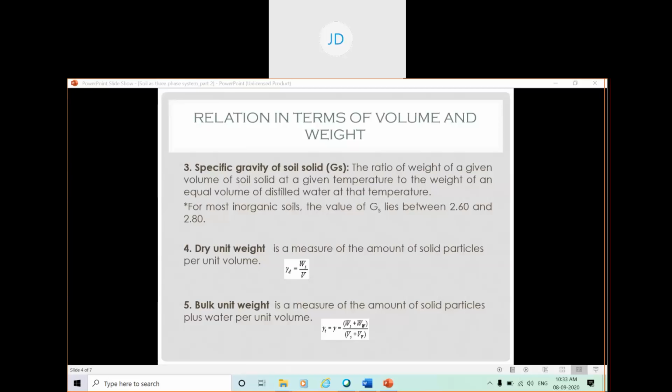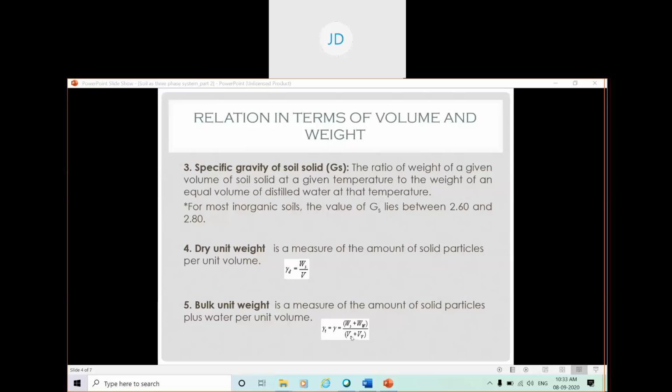So bulk unit weight is a measure of the amount of solid particles plus water per unit volume. That means the total weight divided by total volume gives you bulk unit weight. Simple as that. Unit weight is represented by gamma, and if you are asking about bulk unit weight, that means total unit weight, so it comes with a small t as a suffix: gamma t. Or simply you can write gamma. Whatever symbol you use, it represents bulk unit weight, and you find it by dividing total weight by total volume.